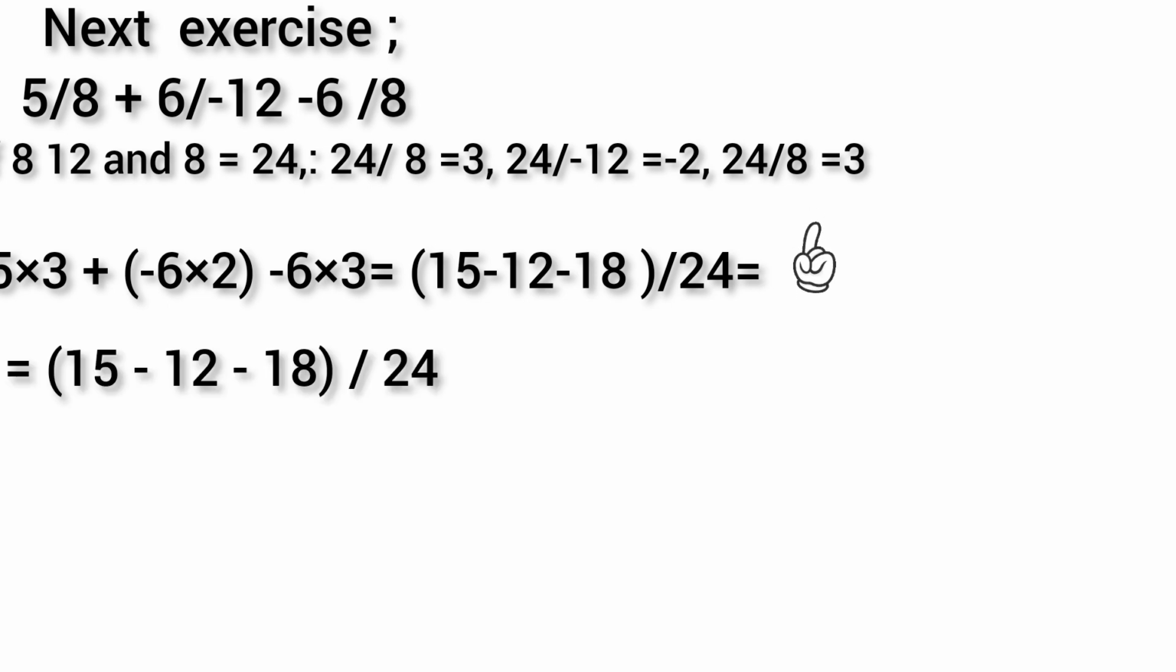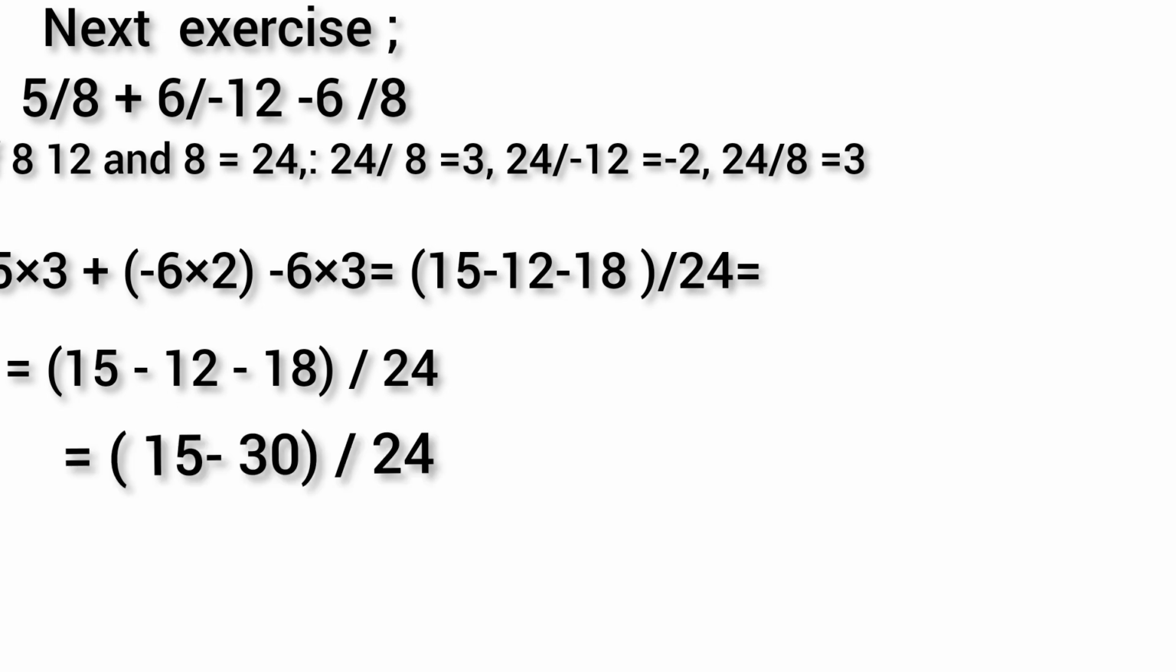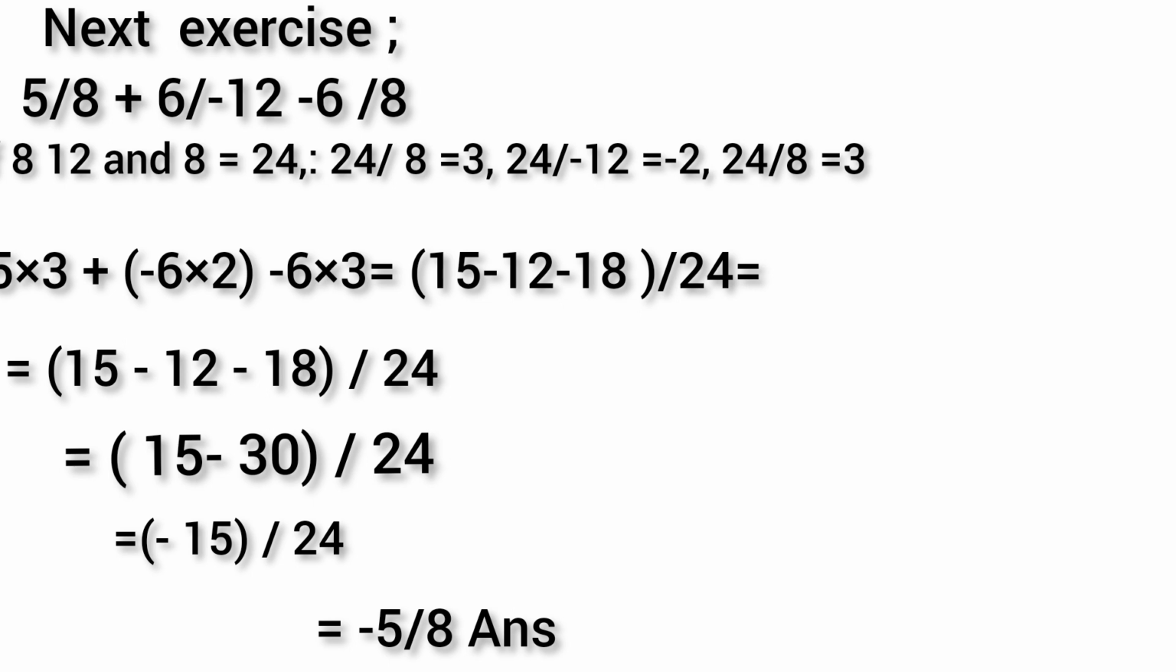So 15 minus 12 minus 18 all over 24. Minus 12 minus 18 is going to give you a minus 30. And remember from our first principle, minus 30 is greater than 15. So 15 minus 30 is going to give us a minus 15 over 24, which is minus 5 over 8. Thank you.